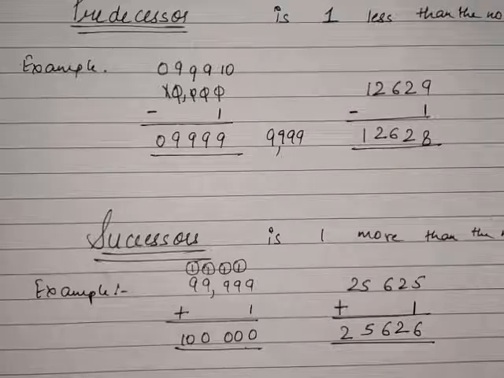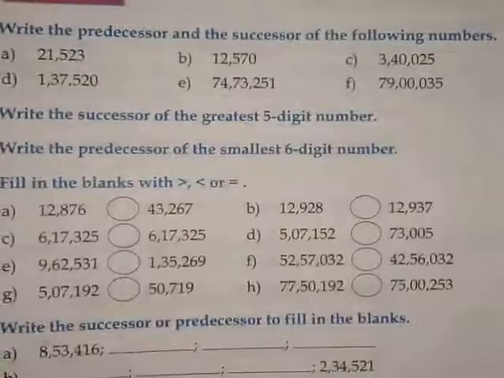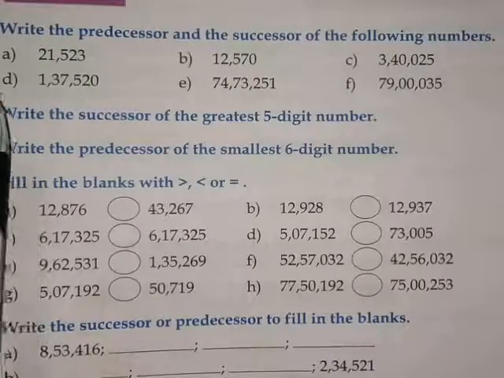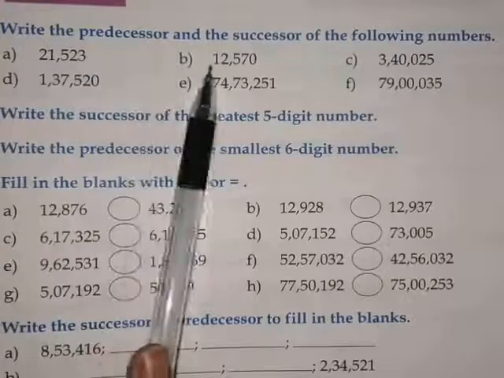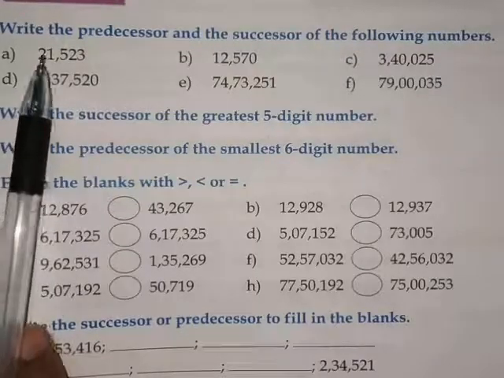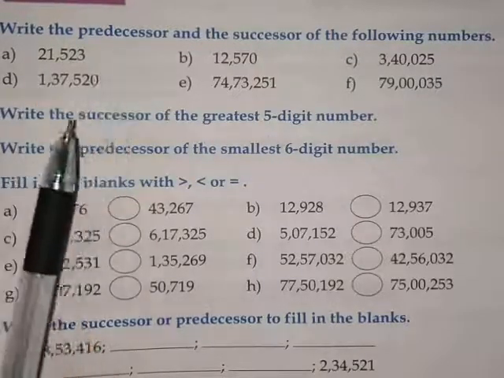Students, now open your book, page number 19. There is your exercise 1.2. What is the exercise 1.2? So see, what is the first question given? It is given, write the predecessor and the successor of the following numbers. What you have to write? The predecessor and the successor. See, a number is given, 21,523.